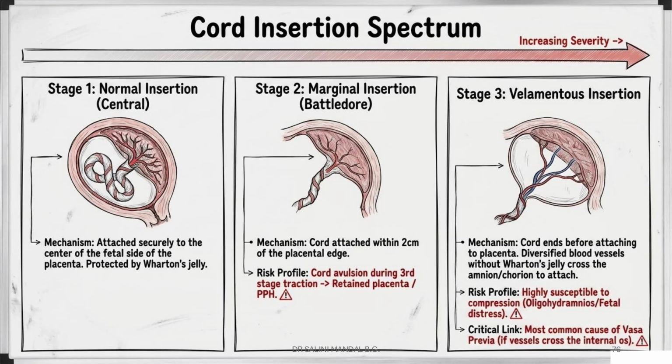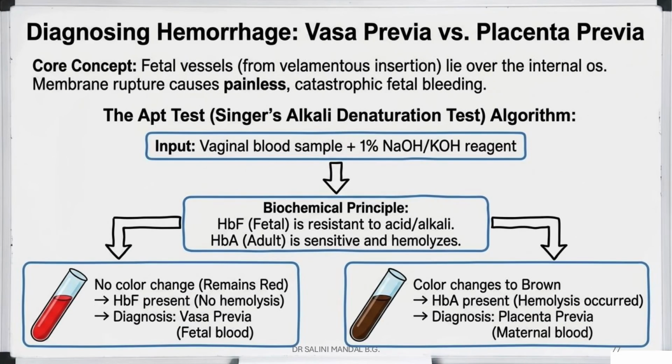Next is a velamentous placenta. See, the cord ends before attaching to the placenta. Cord ends over here only. After that, the vessels are just without any Wharton's jelly. So diverse blood vessels can be seen without Wharton's jelly across the amnion or chorion to attach. So what happens? There is always a chance of compression, right? Fetal distress can be there, and it is the most common cause of vasa previa. Okay. So now a little difference between vasa previa and placenta previa diagnosis.